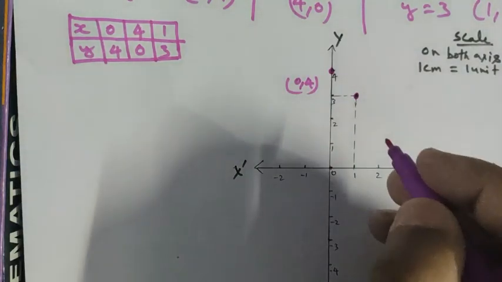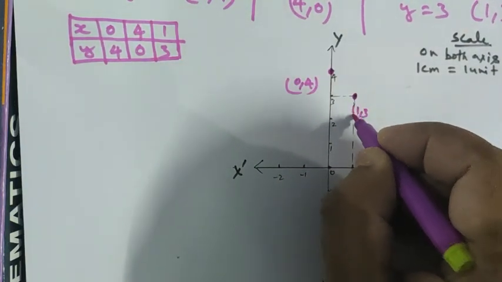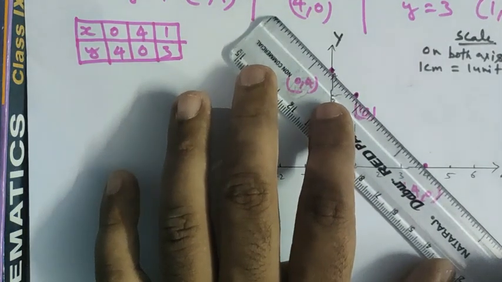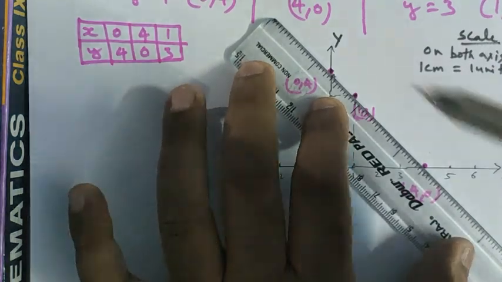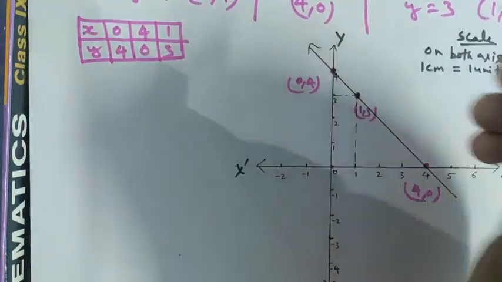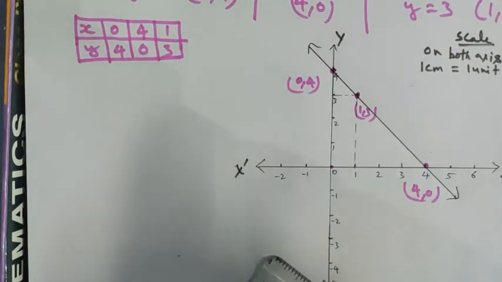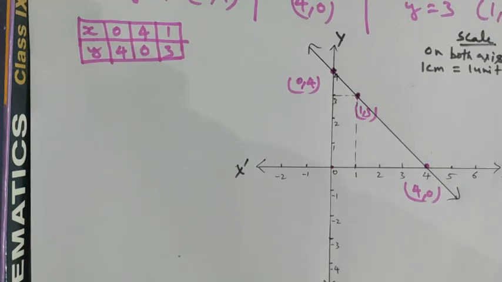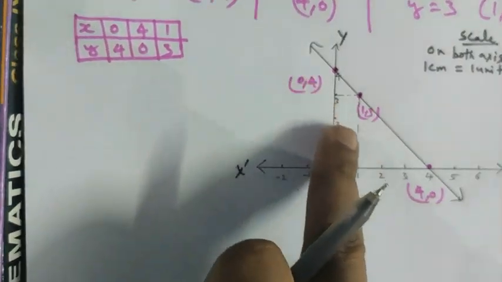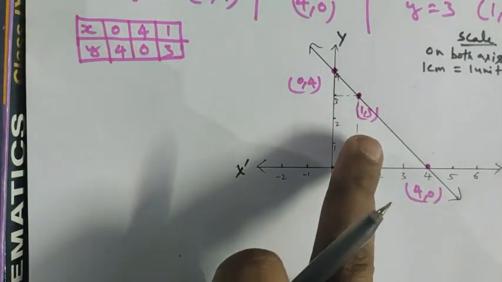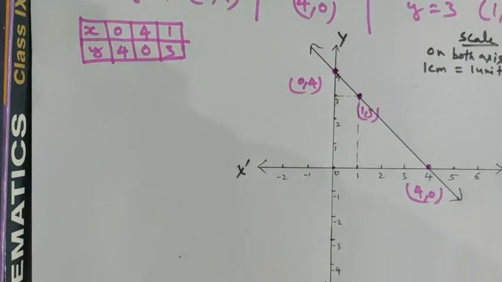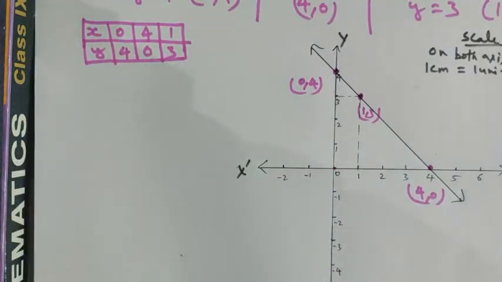Now with the help of a ruler, we can join these 3 points. We will join these 3 points and the number line will be drawn. You have to put the double-sided arrow because it is a number line, so it will be with the double-headed arrow. Clearly you can see that all the 3 points are lying on this straight line. All 3 points are forming the same straight line. That means our points are correct. This way we can check.